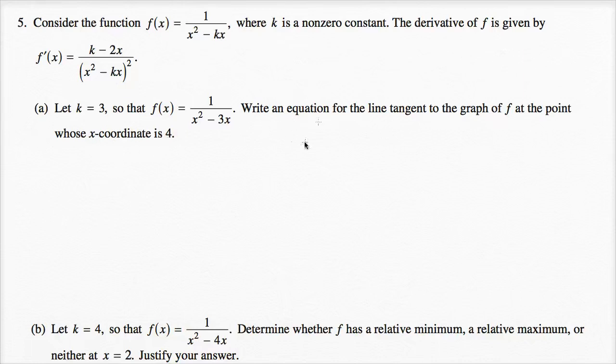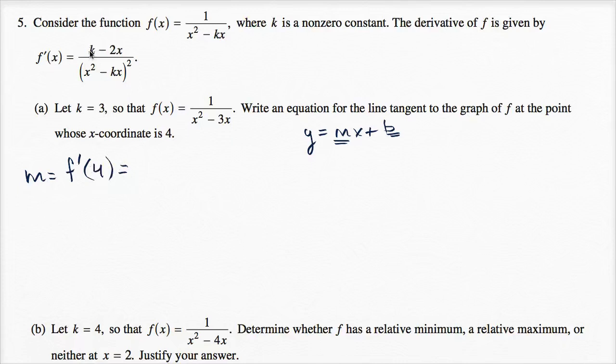So to find an equation for a line, the equation of a line is going to be of the form y is equal to mx plus b, where m is the slope of the line and b is the y-intercept. And the slope of the line right over here needs to be equal to the derivative evaluated when x is equal to 4. We could say that m is going to be equal to f prime when x is equal to 4.